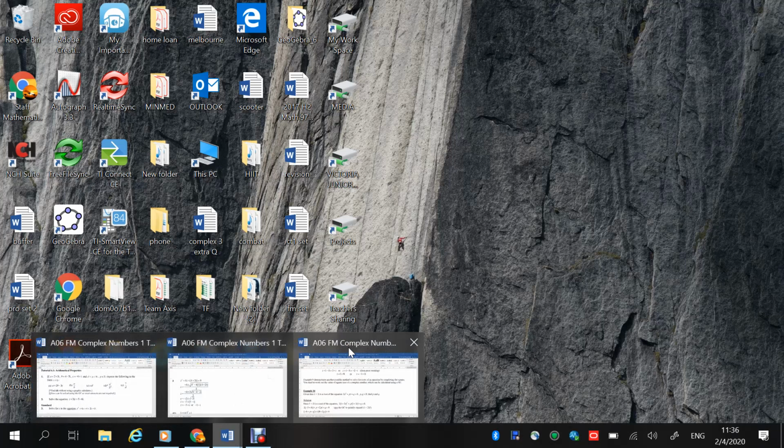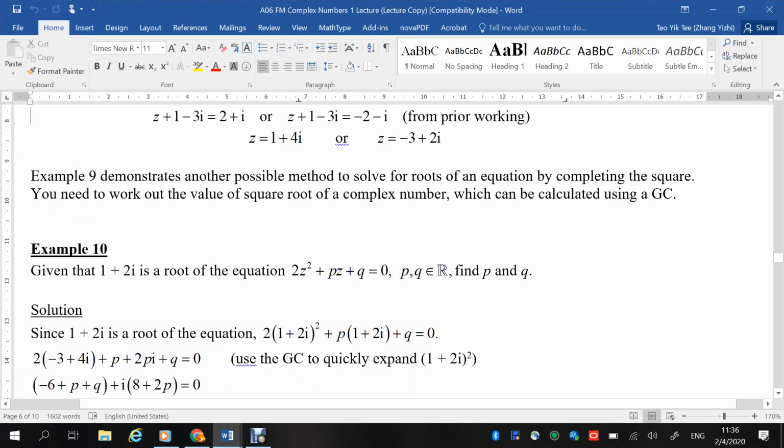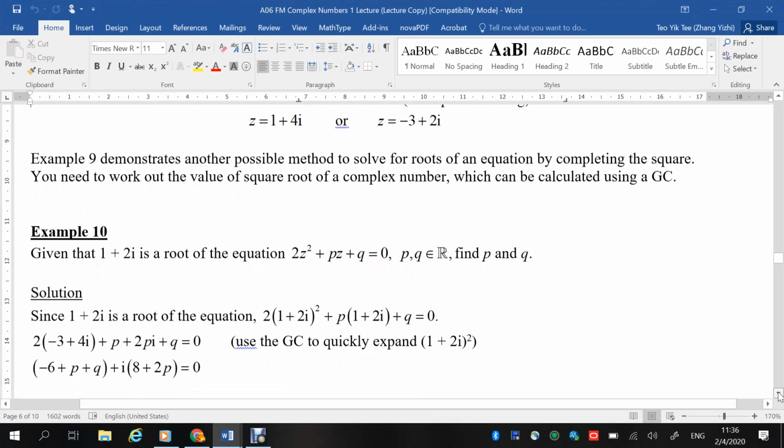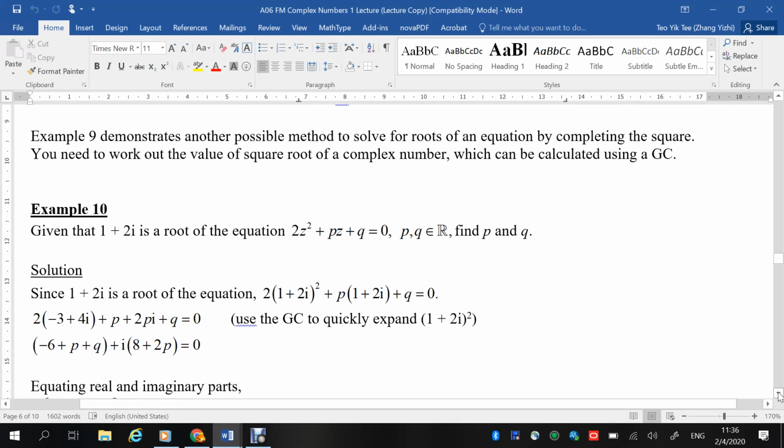Okay, for example 10, what you actually have right now is they are telling you that 1 plus 2i is a root of this equation. So I'm not asking you to solve. I'm telling you this is a root of this equation. Your job is to find P and Q. Condition: P and Q are real.